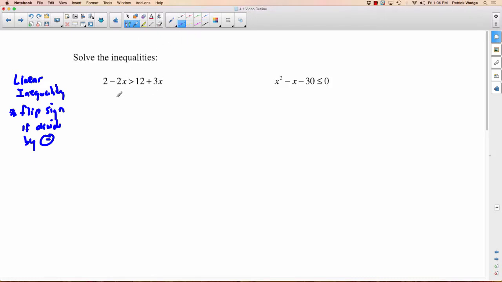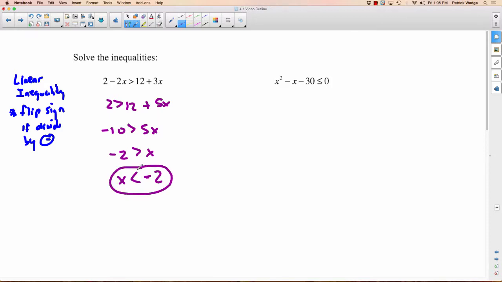I'd move the -2x over, so I'd have 2 is greater than 12 plus 5x. That becomes a positive 2x when it moves over. Then I'd subtract 12 from both sides, so I get -10 is greater than 5x. Divide both sides by 5. I get -2 is greater than x. Now, if you want to write the x first, remember it's -2 is bigger than x, or x is less than -2. That's our answer.